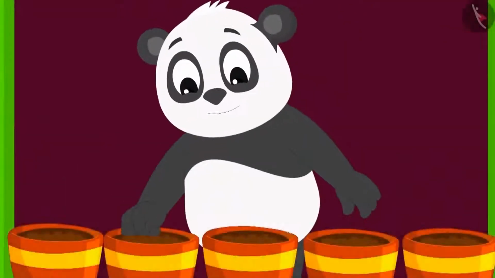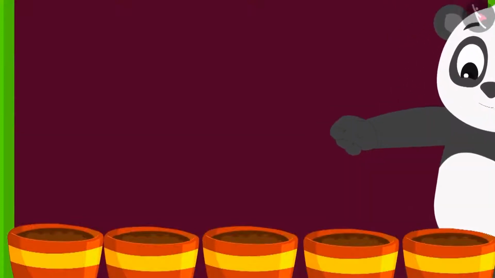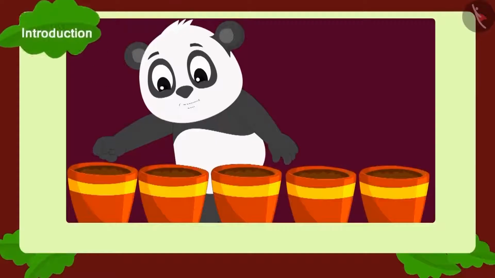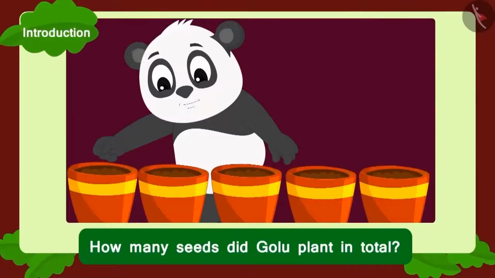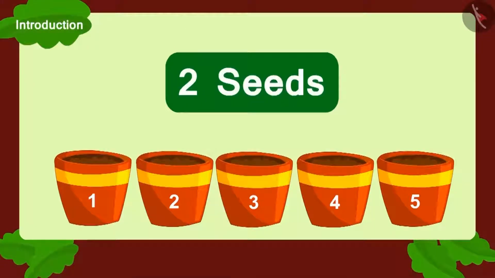Golu planted 2 seeds, each in 5 pots. Can you tell how many seeds did Golu plant? In all, Golu planted seeds in 5 pots. And how many seeds did he plant in each pot? 2 seeds. Let's find out the total number of seeds by adding these seeds.